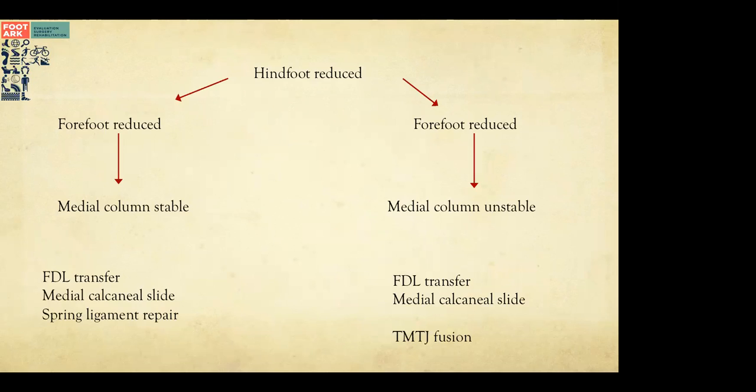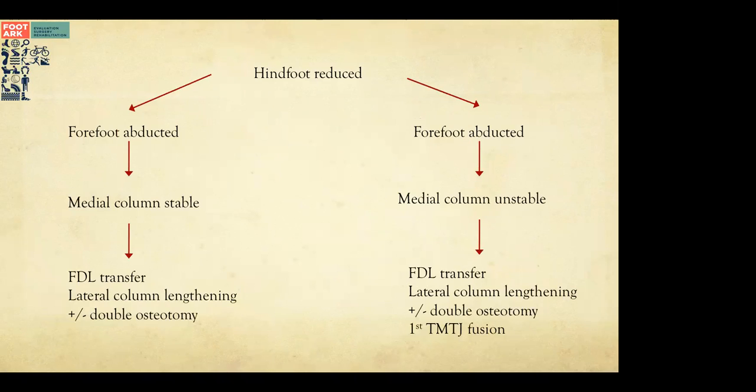If the hind foot is reduced, forefoot is also, but medial column is unstable, that means along with the FDL transfer and calcaneal slide, you need to fuse the medial unstable column, that is tarsometatarsal joint fusion. When the forefoot is abducted, hind foot reduced, medial column stable, you need to add a lateral column lengthening to correct the forefoot abduction. Same, forefoot abducted and medial column unstable, lateral column lengthening with a tarsometatarsal joint fusion. So you need to address the foot as a global pathology laterally and medially and address it properly.